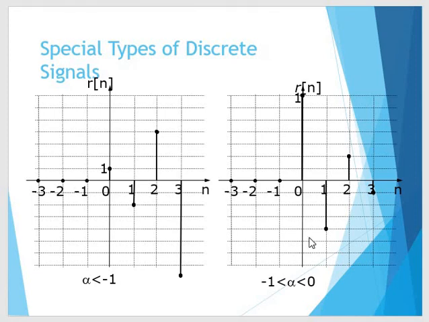The next part, if we have minus 1 less than a less than 0, that means a is greater than minus 1 but less than 0. In this way it will give you a damped signal. It will give you a damped signal.